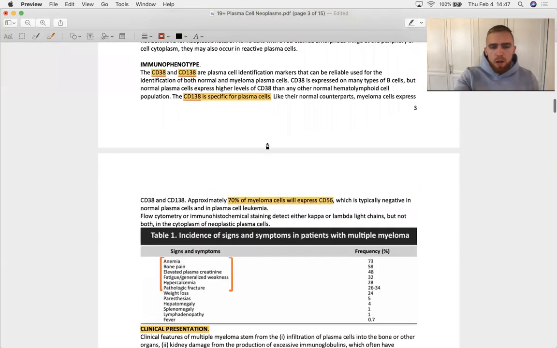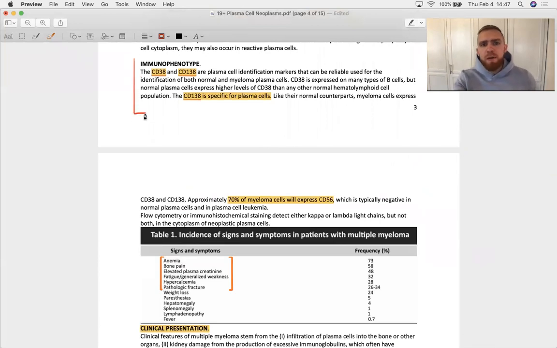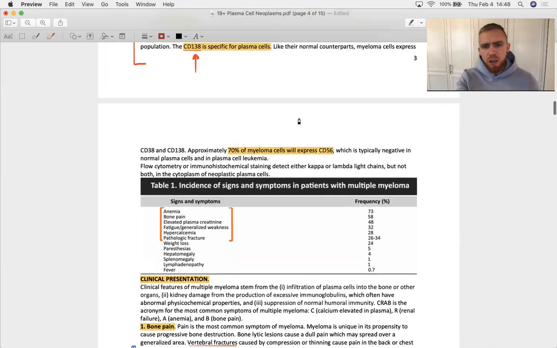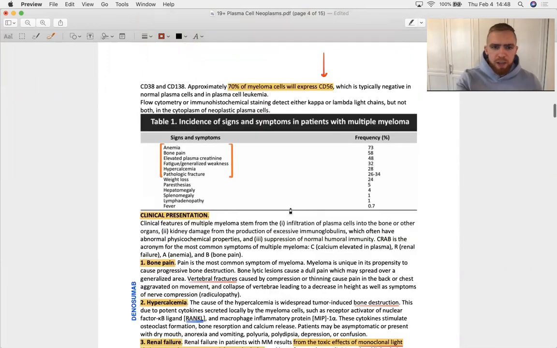Okay. What do you stain them for? You can stain them for CD38 and CD138. I love it when the numbers are similar like that. So 138 is a little more specific for plasma cells. Sometimes they express CD56, but that CD138 is what you want to write down in First Aid just in case.